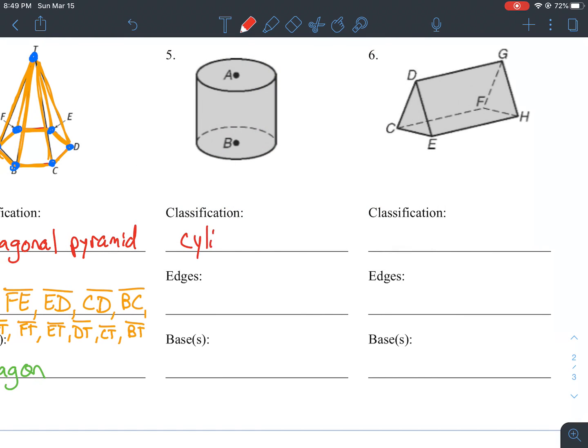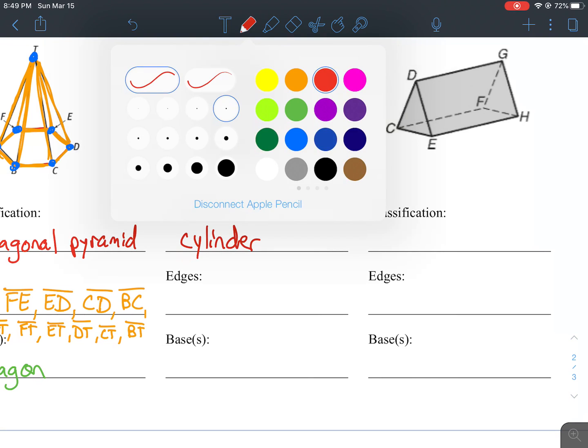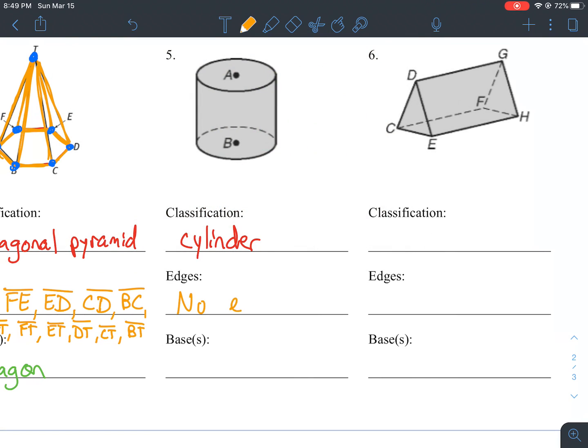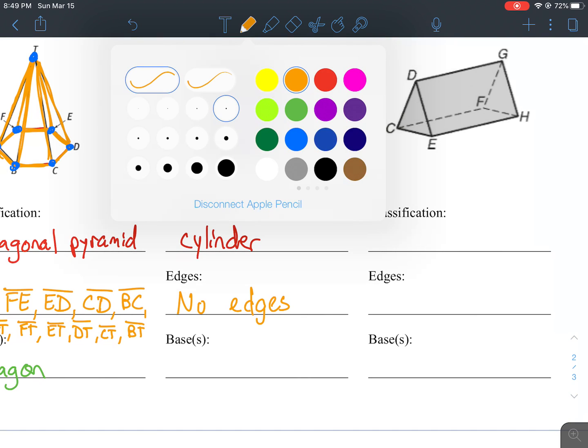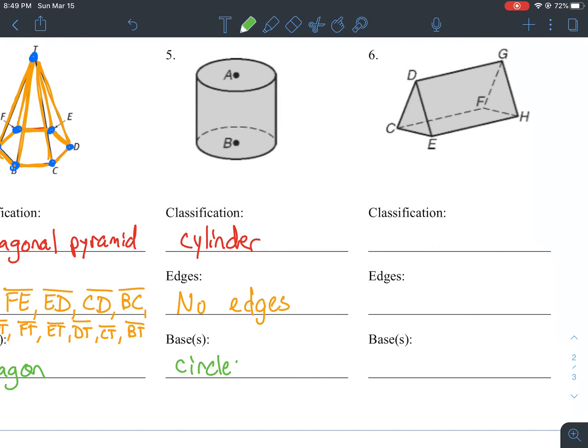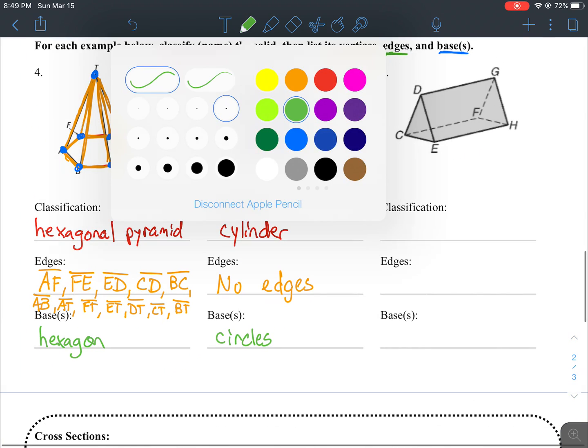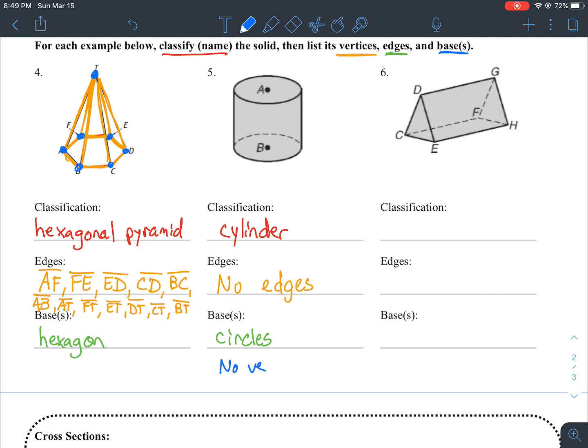Classification for number 5, this is a cylinder. And as I mentioned before, cylinders have no edges. There are no segments anywhere in this shape where two sides are coming together. Okay, we've got curved areas for the circular bases, but no straight segments. Okay, the bases are circles, more specifically circle A and circle B, and there are also no vertices because our shape is not coming to a set point anywhere.